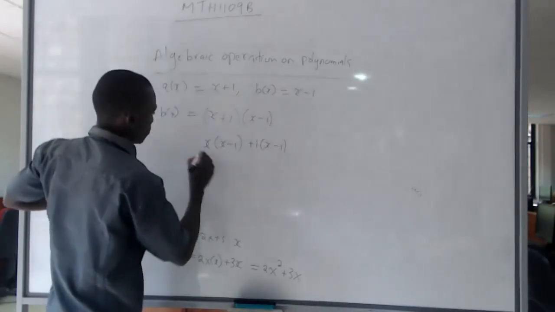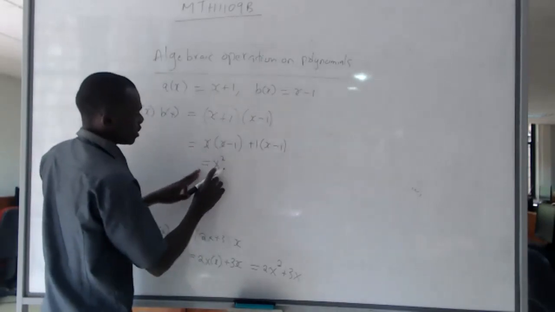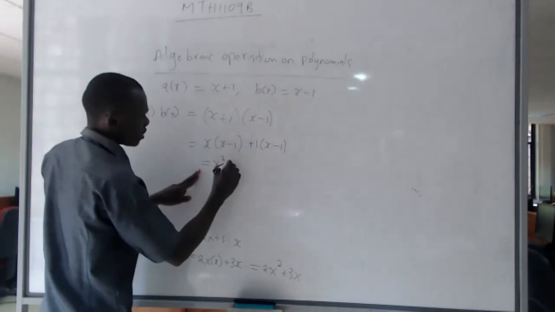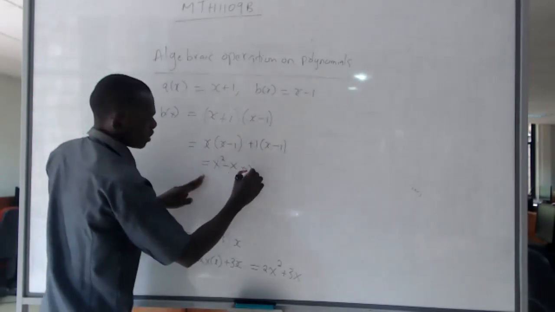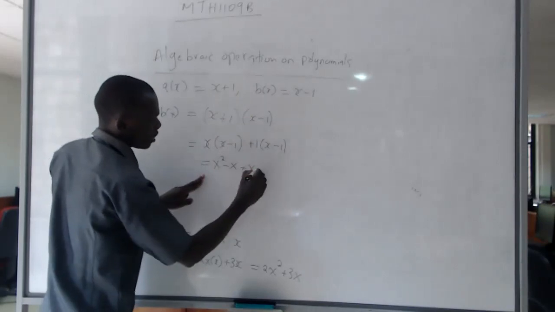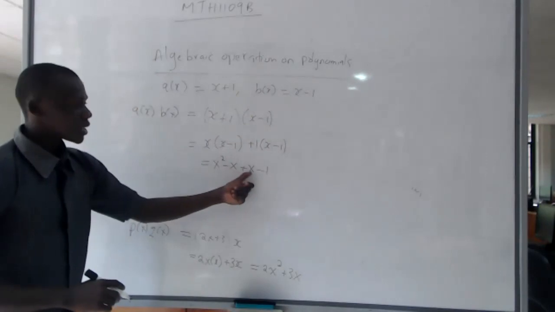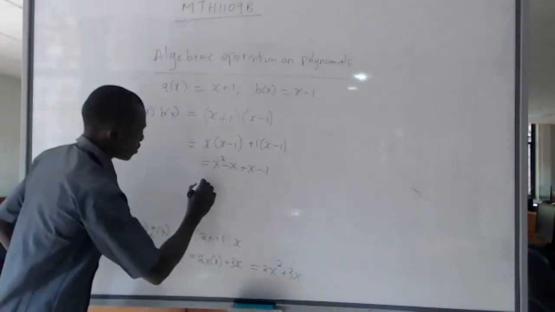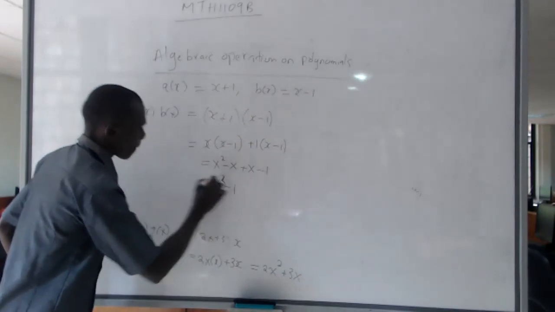And then x times x is x squared. Just open the bracket. x times minus 1 is minus x. 1 times x is x. 1 times minus 1 is minus 1. And then you realize that minus x plus x is 0. So this will give you x squared minus 1.